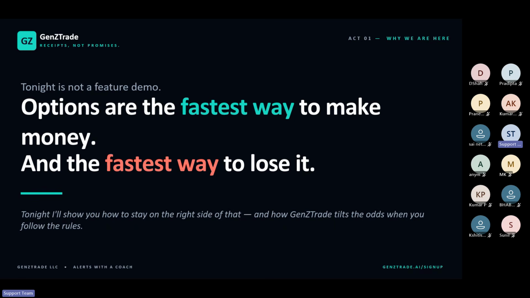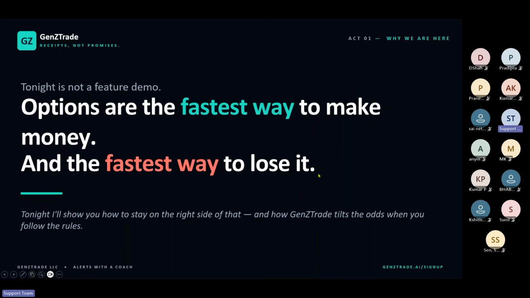I will not go into the details of how options work, right? I'm sure you have those basic details. I don't want to go there. I will focus on the specific rules you should follow, and how GenZTrade can help you with taking some of those decisions. Okay, so obviously this is the fastest way to make money, but again, this is the fastest way to lose it because you are going against the theta decay. If your direction is right on the stock, you make lots of money.